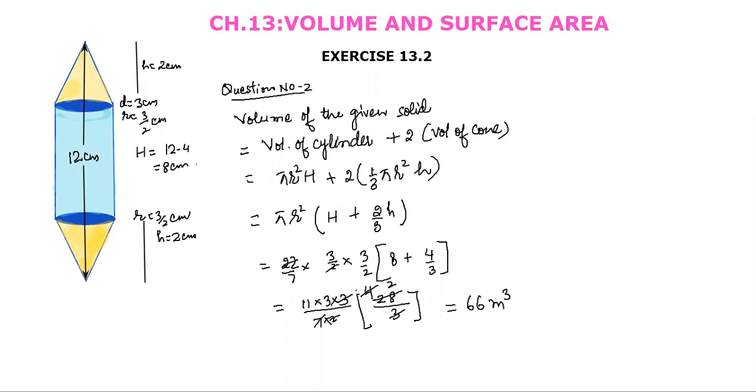So the diameter of this cylinder as well as this cone is just the same. The total height of this model is given equal to 12 centimeter, and alone this cone is of height 2 centimeter. This cone is also of 2 centimeter height. So we can say that both these cones are identical, and we need to find out the volume of this resultant solid.